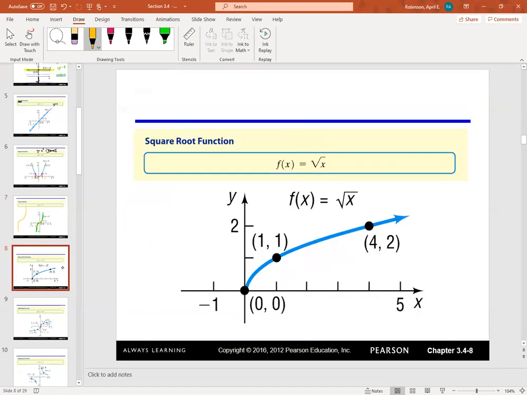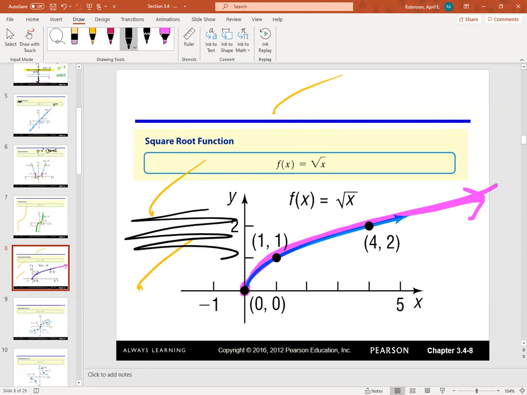Okay, next is the square root function, which I just call it the function because it's like sound effects for you. It just kind of goes off on its own, but it starts at the origin and then it goes off like that. The reason it's only in quadrant number one is because x cannot be negative. You can't take the square roots of negatives. So there are no x coordinates that are negative. So that's why you got nothing over here. The entire graph is in the first quadrant.